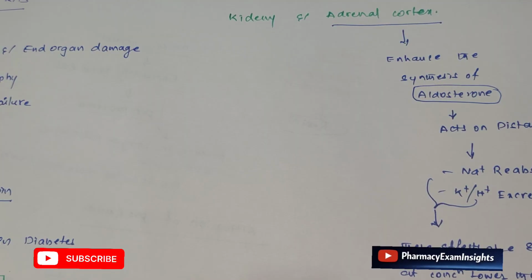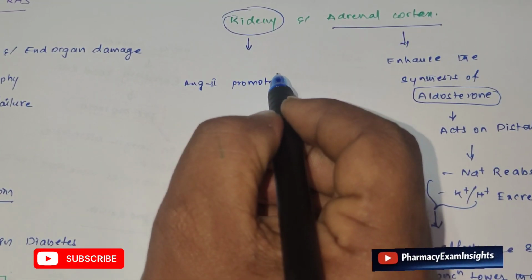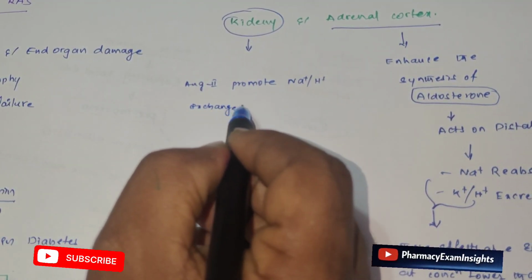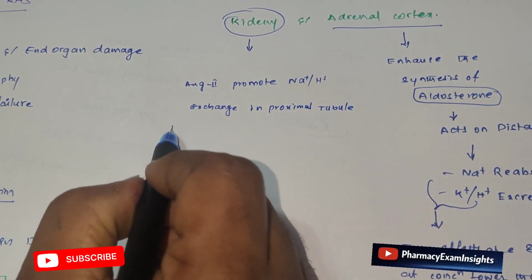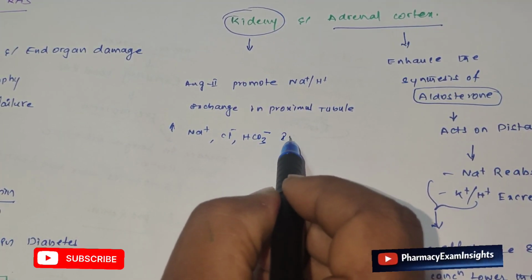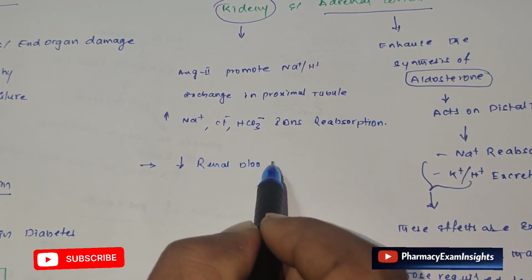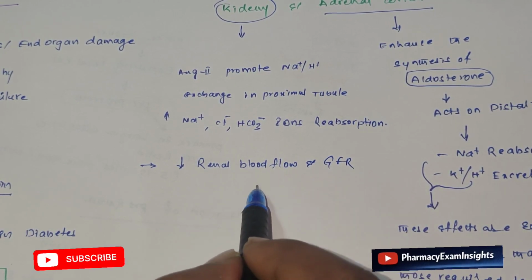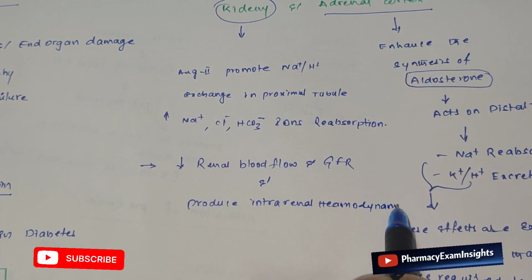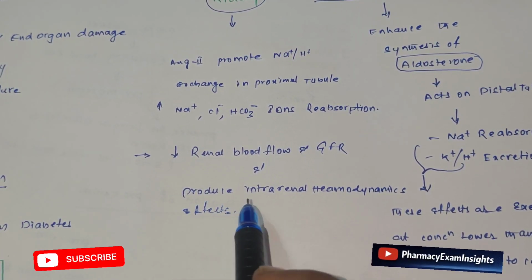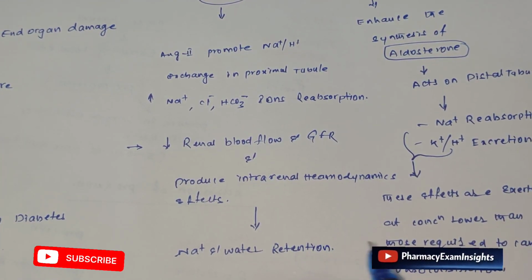And coming to the kidney, angiotensin 2 promotes the sodium and hydrogen ion exchange in proximal tubule of nephron, increases the sodium, chloride and bicarbonate ions reabsorption, and decreases the renal blood flow and glomerular filtration rate and produces intrarenal hemodynamic effects. Again, this will lead to sodium and water retention in the body. This will cause hypertension.